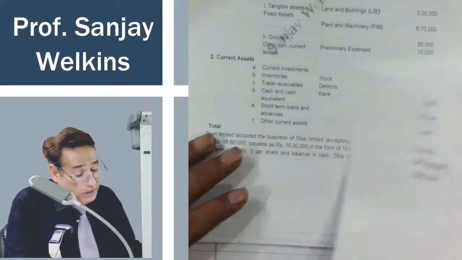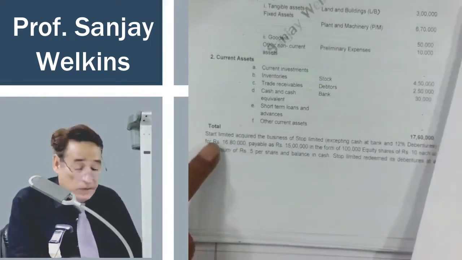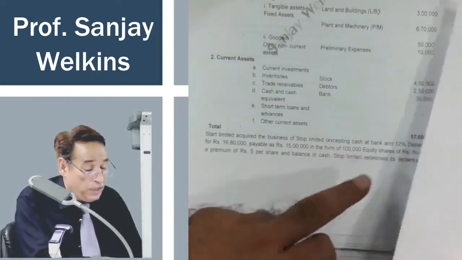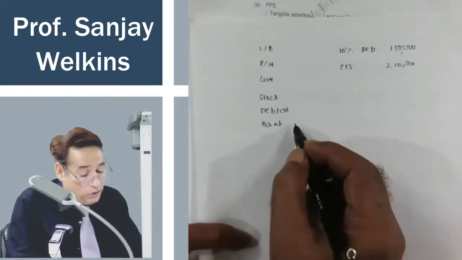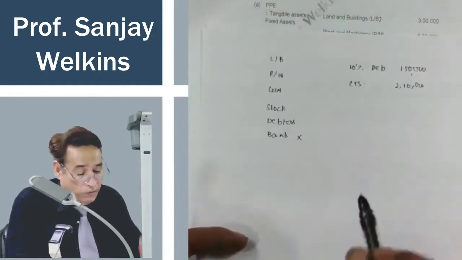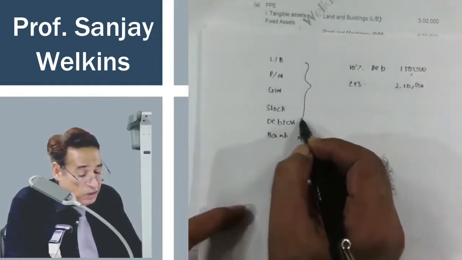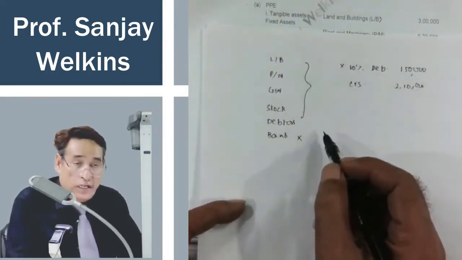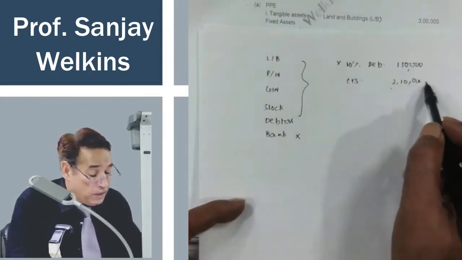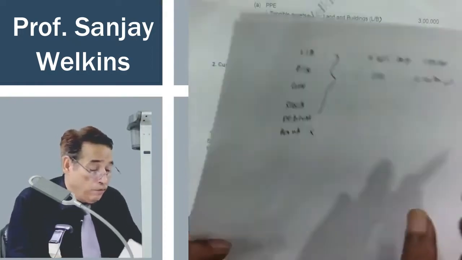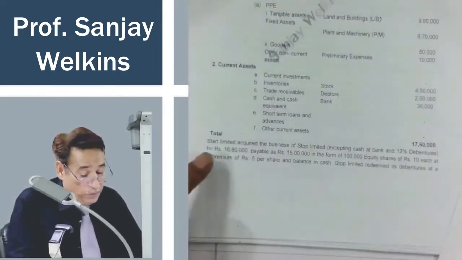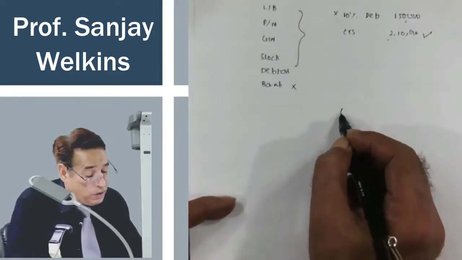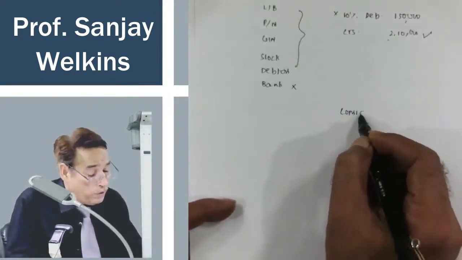Now the question states that the purchasing company Start Limited is taking over Stop Limited except cash at bank and 12% debenture. So in this question, it means cash is not taken over. Indirectly, it means all other assets have been taken over. Further, it is given that it is not taking over debentures. It means creditors are being taken over. Further, it is also given to us for rupees 16,80,000. That means the purchase consideration is also given to you.